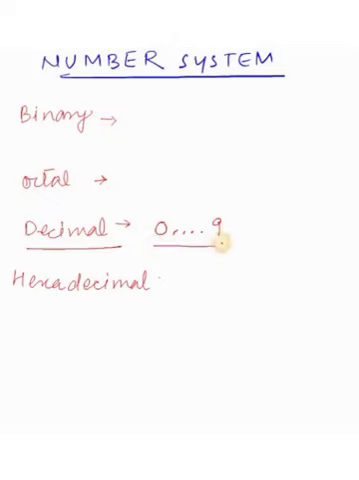It means all numbers from 0 to 9, that is 0, 1, 2, 3, 4, 5, 6, 7, 8, 9. 10 is a composite number, that is a combination of 1 and 0. If I have to specify any number in decimal, for example, I am writing 45. So 45 is a decimal number. Why is it called a decimal number? Because it consists of digits from 0 to 9.